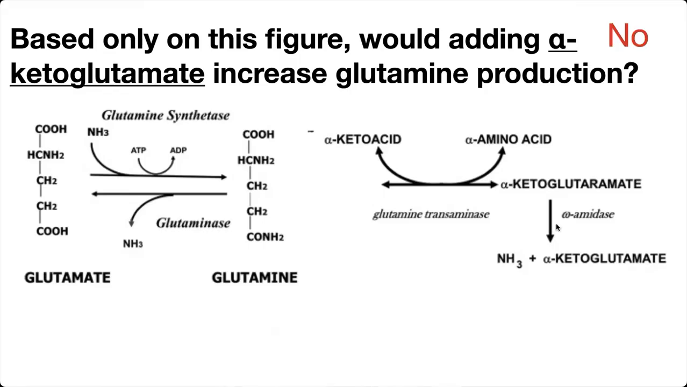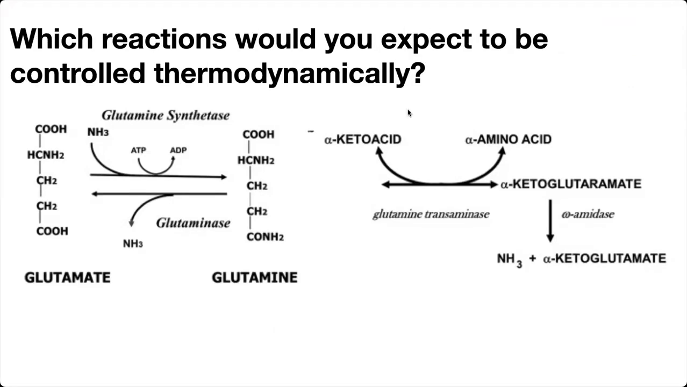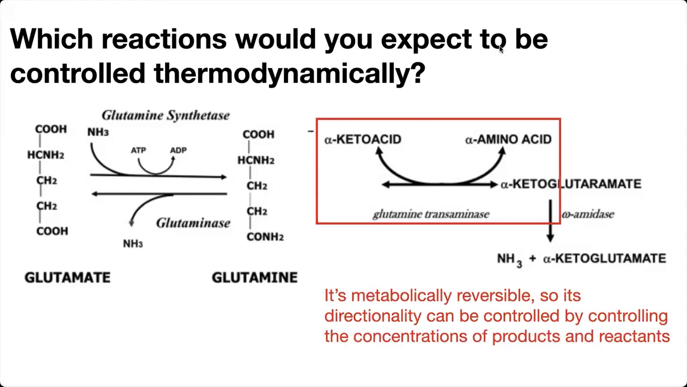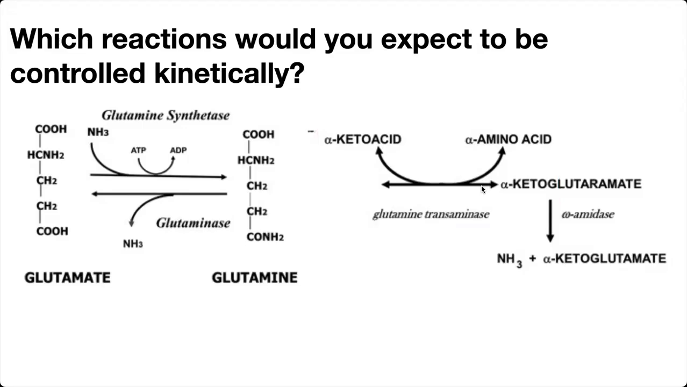No, because this is going to be metabolically irreversible. We can't just make it go the other direction by adding more of the product. Speaking of changing directions based on the concentrations, which of these reactions do we think would be able to do that? Control them thermodynamically. The only one is going to be the metabolically reversible one, and so that would be our glutamine transaminase reaction. What about kinetically?